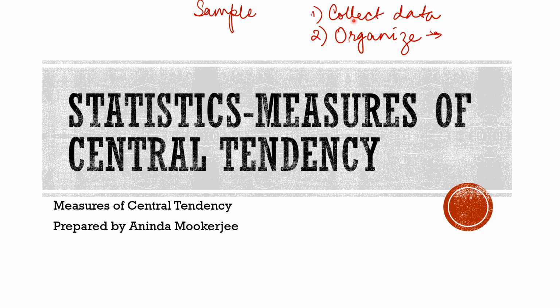Now, once we have organized our data, the next step is to take measurements on the data. So we start measuring our data. So in this chapter, we are going to learn what are the different kinds of measurements we can take on our data. And then we'll start with the measures of central tendency. That means the measures that pertain to the central point of an arranged data. All right, so that's what we are going to talk about in the next few slides.